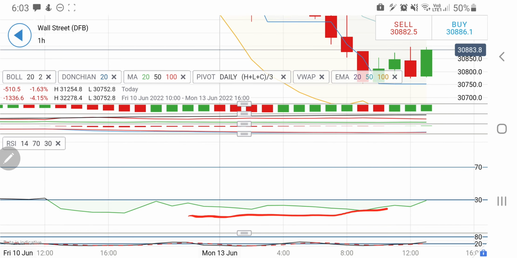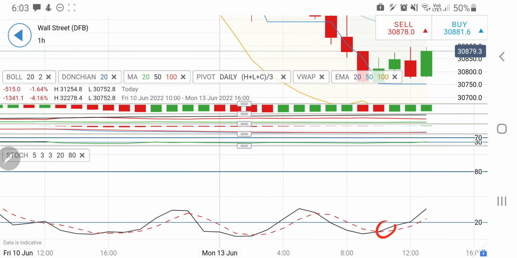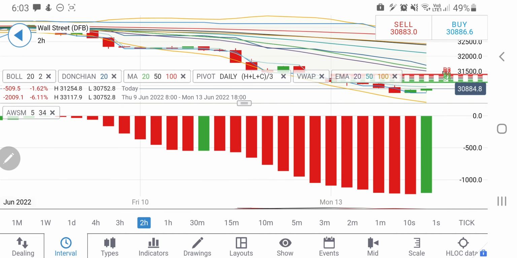The RSI was trading oversold since long. Now it is trying to enter into a green zone there. The stochastic was oversold. Now it is trying to reverse from here and trying to rise. So we can expect a little bounce back from here. How far this could go, let's have a look.